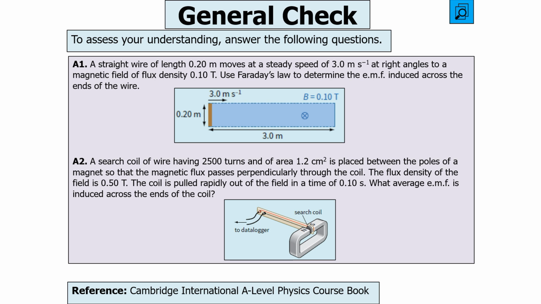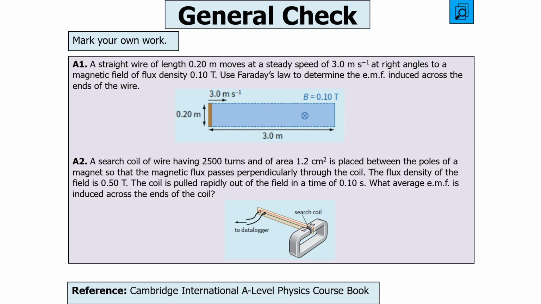Then a search coil of wire having 2,500 turns and an area of 1.2 centimeters squared is placed between the poles of a magnet so that the magnetic flux passes perpendicularly through the coil. The flux density of the field is 0.50 teslas. The coil is pulled rapidly out of the field in a time of 0.10 seconds. What is the average EMF induced across the ends of the coil? So pause the video now, then unpause the video when you want to go through your answer.